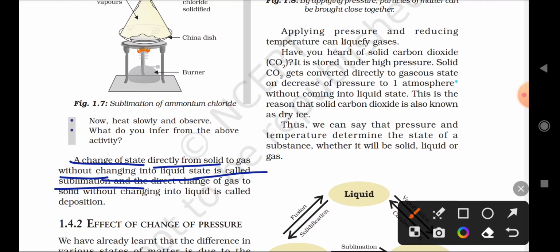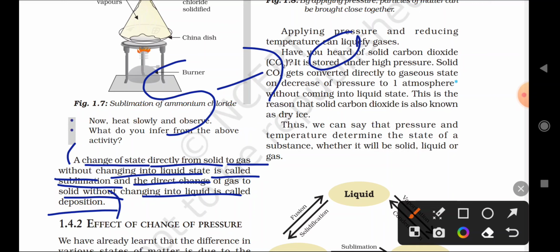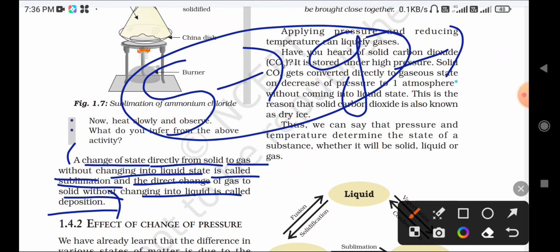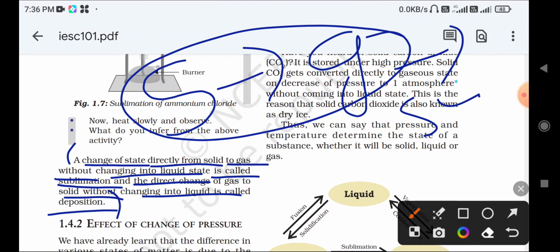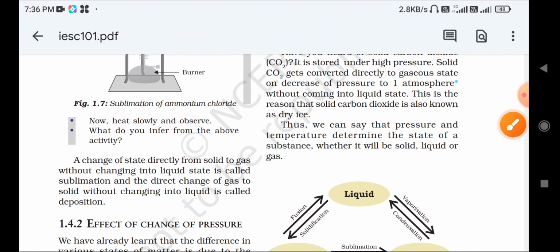What is sublimation? We can write: a change of state directly from solid to gas without changing into liquid is called sublimation, and the direct change of gas to solid without changing into liquid is called deposition. So here, what is sublimation? The solid changing into gas without changing into liquid state is called sublimation, and the direct change of gas to solid is called deposition. Remember that.